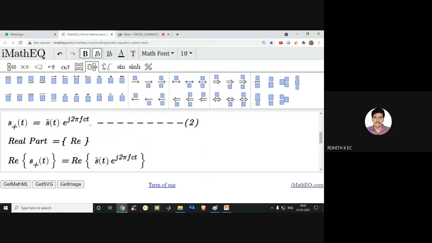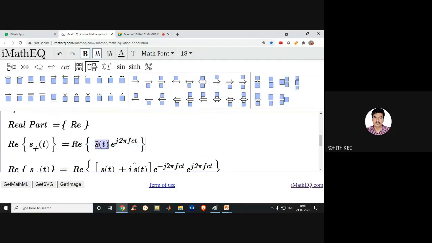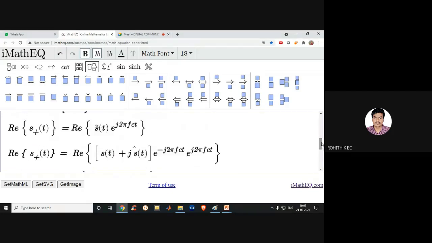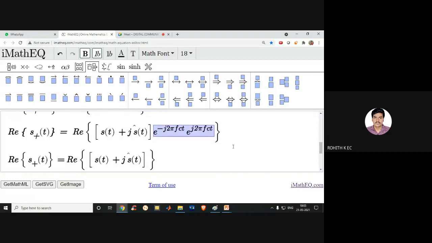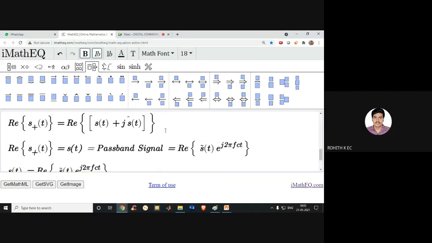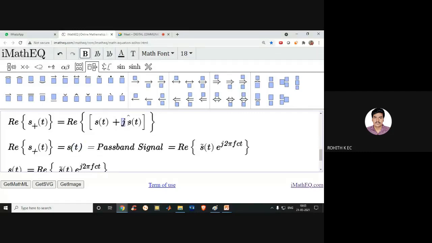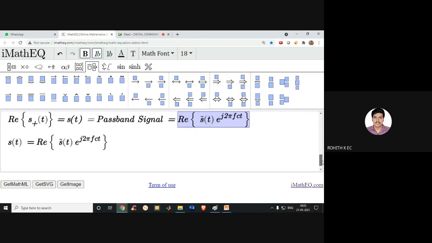Now in this equation, what do I have? I have s tilde of t. In place of s tilde of t, I'll substitute this equation. When I substitute it, this is what I'm going to get. Now here you have e power minus j theta multiplied by e power j theta. Therefore, the product of these two will be equal to 1, or strictly speaking, e power 0, which is nothing but 1. Therefore, this is the resultant equation. Now, if I fetch the real part of this equation, I'm going to get s of t, because the rest is the imaginary part. Now this s of t is nothing but the real part of the positive pre-envelope, which is also equal to the real part of s tilde of t into e power j 2 pi f c t.